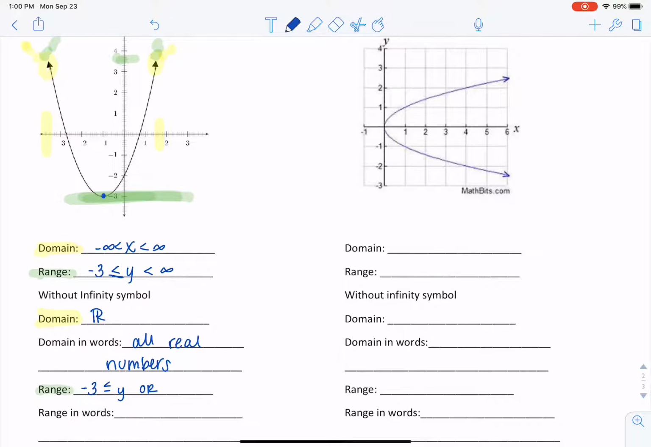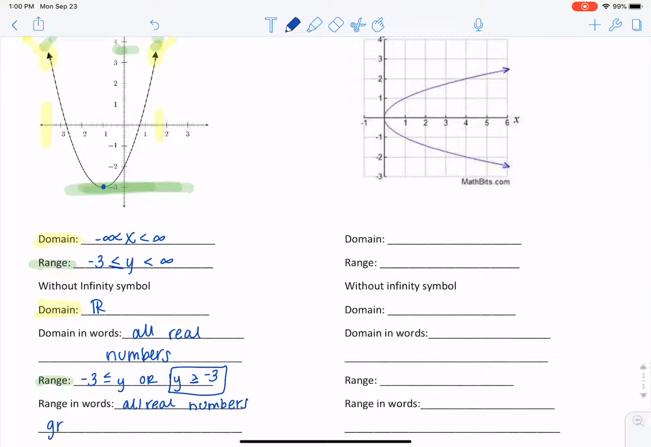Or, remember, we like to write the letter first. So if I write the y first and the -3 second, I have to flip that inequality symbol around. And that's what we're going to use to talk about it, okay? So my range is all real numbers, and they're all higher than the -3 on the graph. So we say greater than, or equal to this -3 value. All right?